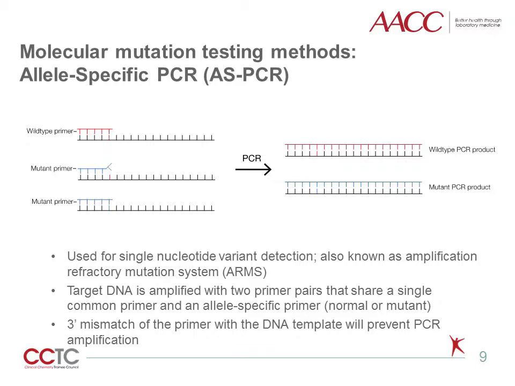Only primer pairs that anneal with perfect complementation will produce amplicons. The 3' mismatch of the incorrect primer template pair will prevent DNA polymerase extension.